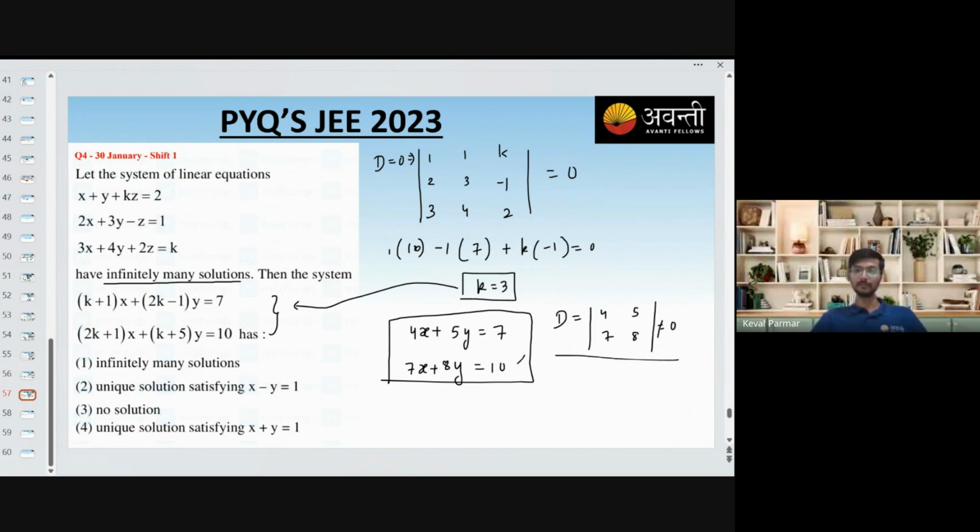But if we subtract these two, we'll get 3x plus 3y equals to 3. If I divide by 3, I'll get x plus y equals to 1. That means this system will have a unique solution which will satisfy this equation. That means it is option number 4. Alright, guys? Next.